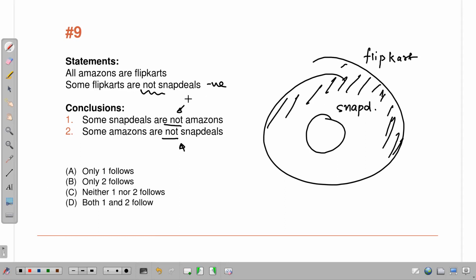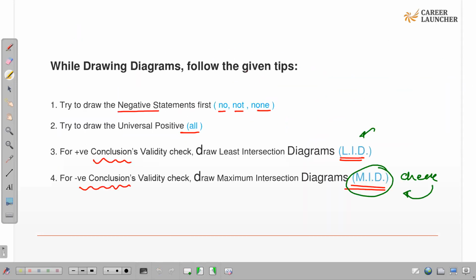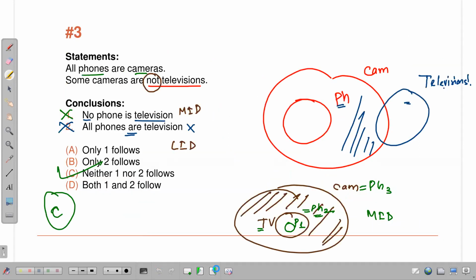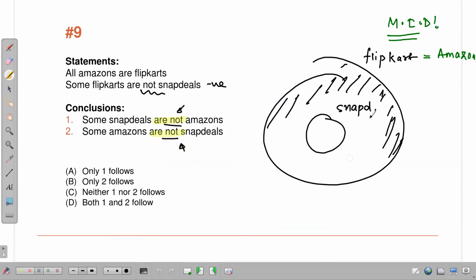And then all Amazons are Flipkart. So Amazons are also inside the Flipkart. Okay, so maximum intersection. All Amazons can be Flipkarts. Maximum intersection diagram. Why did I draw MID? Because of this negative conclusion. As there are negative conclusions, I have told you, whenever you see a negative conclusion, for a negative conclusion validity check, draw MID. For a positive conclusion validity check, draw the LID. So I'm sure that you understood. I'm drawing MID now.